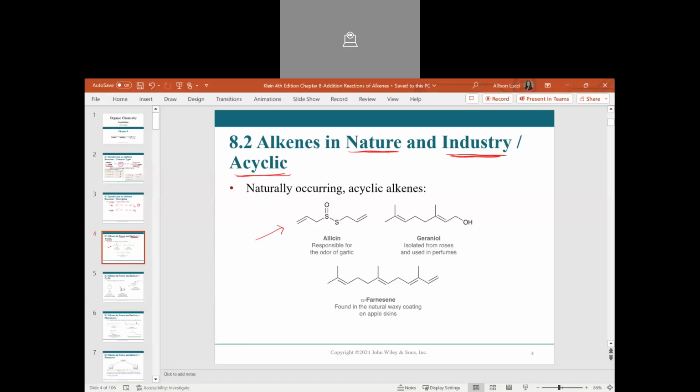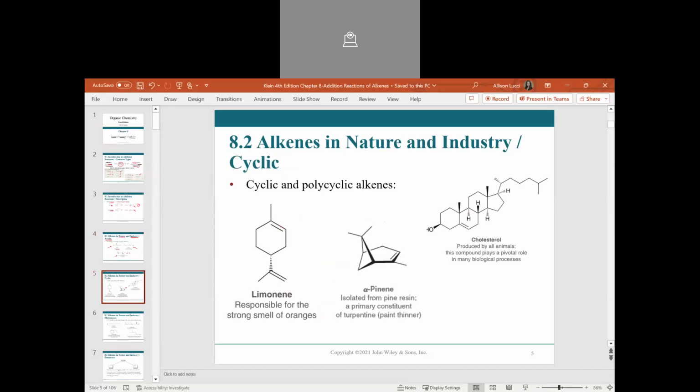We all are, I'm sure, familiar with this compound, whether you know the name or not. It's that scent, that odor of garlic, which is due to this alkene here. Geraniol over here has a more fragrant type of smell that you might want to use in a perfume, not so much the garlic smell. And then we have this other compound down here, which has multiple double bonds within it. But these are all naturally occurring alkenes.